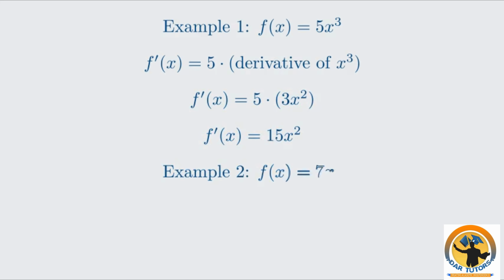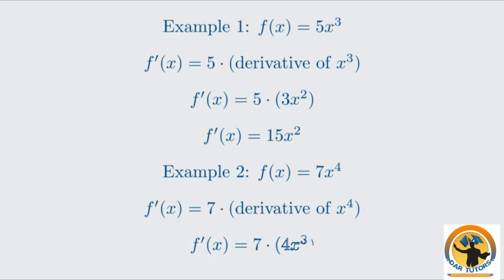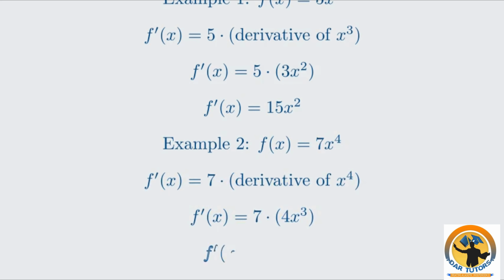Let's try another. Differentiate f of x equals 7x to the power of 4. The constant is 7. The derivative is 7 times the derivative of x to the power of 4. The derivative of x to the power of 4 is 4x cubed. So we have 7 times 4x cubed, which is 28x cubed. This combination is very powerful.